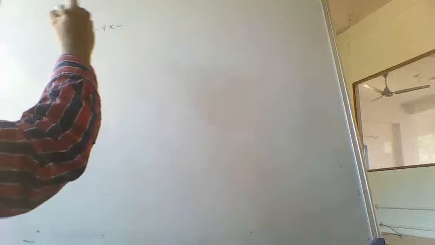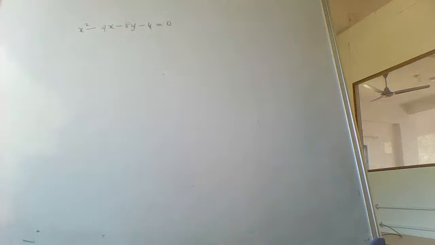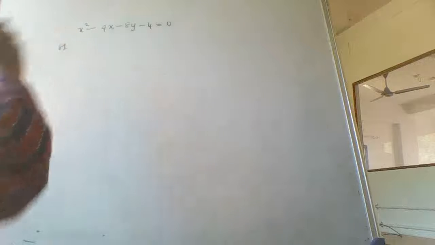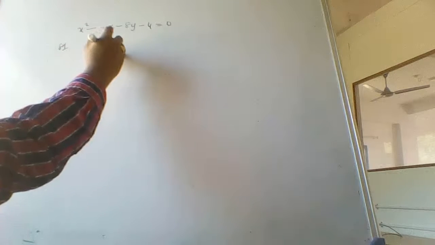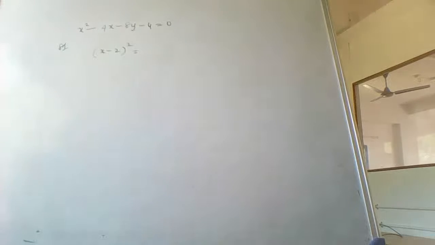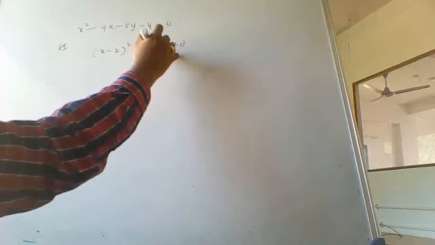Now let us find the coordinates of the focus of the parabola. The equation is represented as x square minus 4x minus 8y minus 4 is equal to 0. Now let us see the solution for this. Let us find the coordinates of the focus. Now we have x minus 2 whole square equal to 8 into y plus 1.